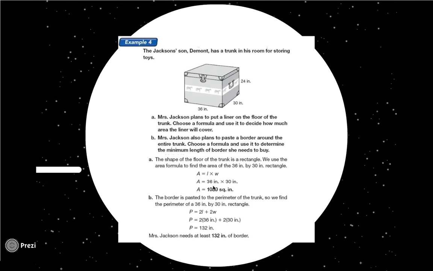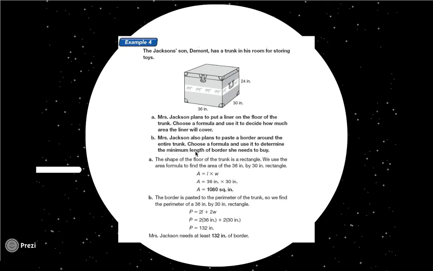And then example number 4, there's a couple things here. There's a trunk here in the room, and we need to figure out the liner. If we're going to do a liner for the trunk, just the bottom of the trunk, what are we trying to find? In this case, we're trying to find area, okay? So we do length times width, which is 36 times 30, and that's how you get area.